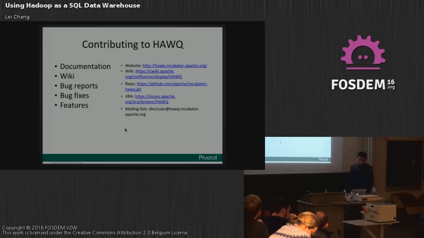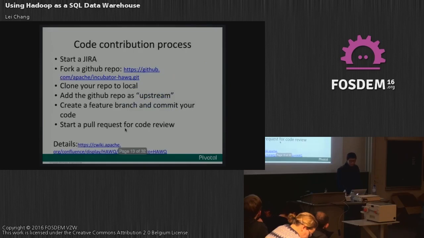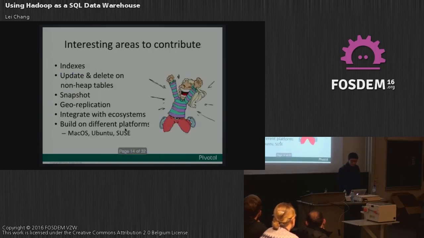Here are the website, the wiki, the repos, the Jiras, and the mailing lists. If you have any questions or ideas, you can send them to our dev mailing list or user mailing list. This is the code contribution process, and it's very easy. You just need to start a Jira, fork a GitHub repo, then clone your repo to local, then create a feature branch. After you finish your feature, you start a pull request. The committers will work with you to pull your code in. Details can be found on this wiki page.